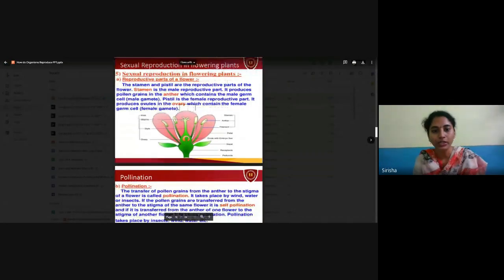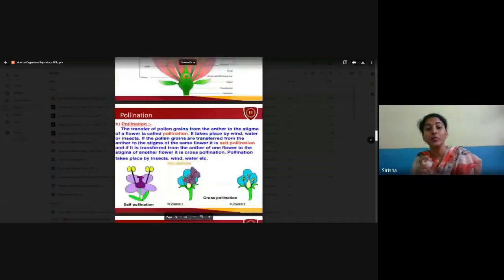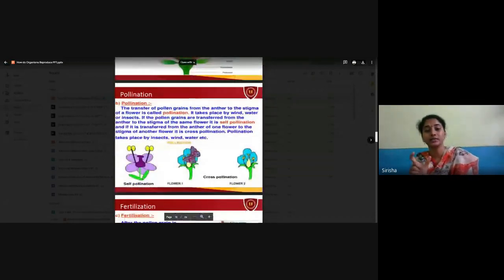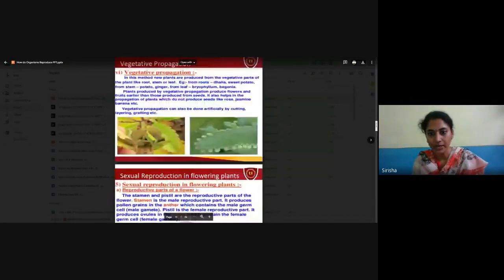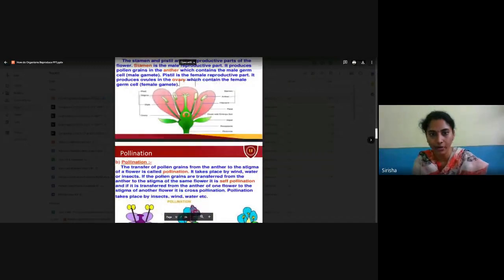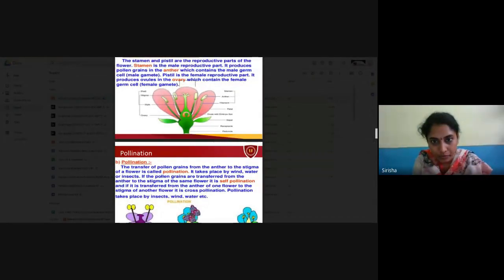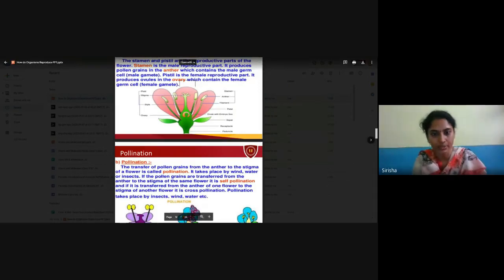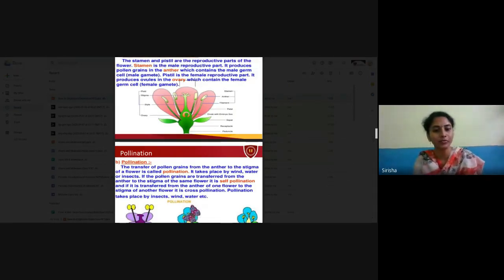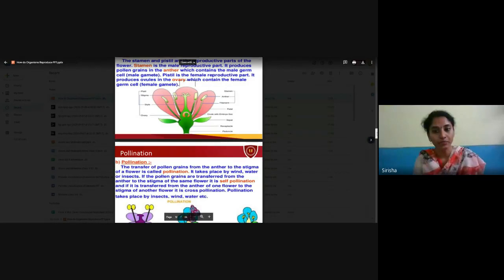Let us see what is meant by pollination. You might have studied in your earlier classes, the transfer of pollen grains from the anther, which we have seen, to the stigma of a flower is called pollination. This is the stigma. It transfers from this place to this place, from the anther to the stigma of a flower. This is called pollination.